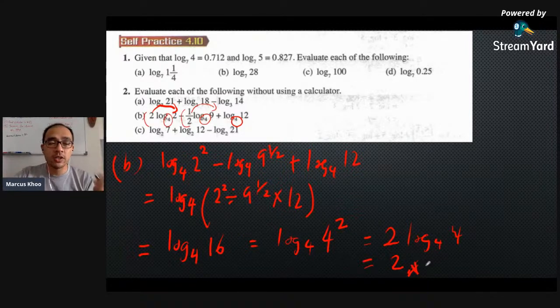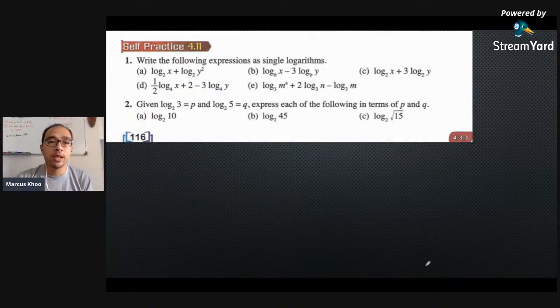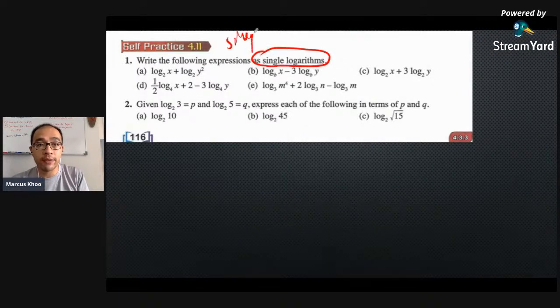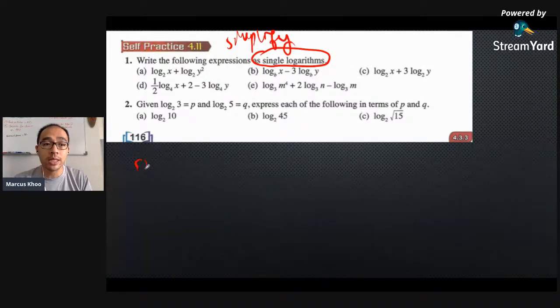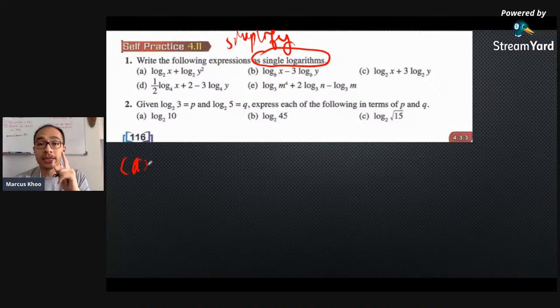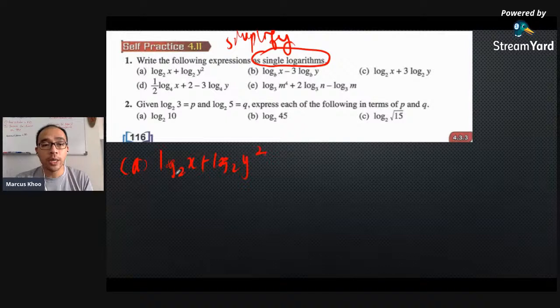So anyway, 2C, I'm going to let you do it on your own, but I've shown you 2A and 2B already. Now this one is to express this as single logarithms, which means we want to simplify this. If you want to simplify, it's pretty easy. We just have to make sure that it is the same base. So for example, question A, log 2x plus log 2y squared. Is it the same base? Yes. If it is the same base, we can combine this to become a single logarithm.